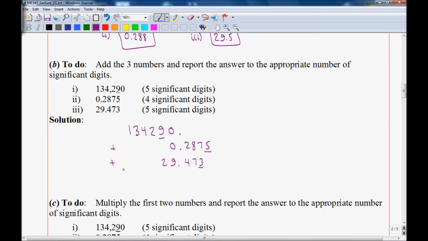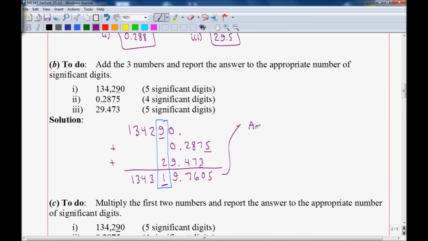So we look for the leftmost least significant digit, which happens to be the first column here, and I will put a little box around there. That is the column that will be the least significant digit in my answer. So my answer, when you add these up, is 134,319.7605. And this 1 here is the least significant digit. So I want to round to that decimal place.